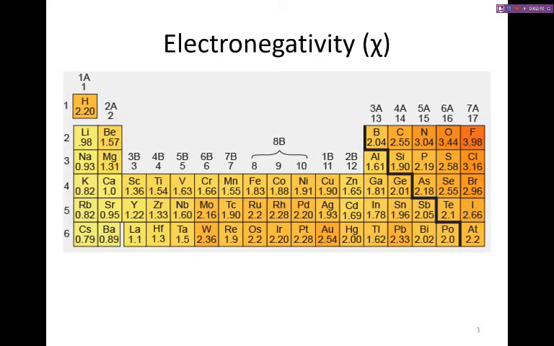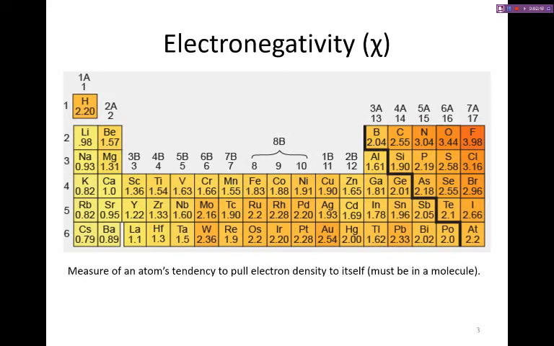Electronegativity is what helps us to determine whether or not bonds are polar. It's a measure of an atom's tendency to pull electron density towards itself, and it must be in a molecule. It's similar to when we talked about electron affinity, in that we're talking about electrons going and forming bonds with elements, but in this case, these elements must be in a covalent bond. There's a trend if you take a look at the values, and that is that the electronegativity increases as we go up a column and to the right.